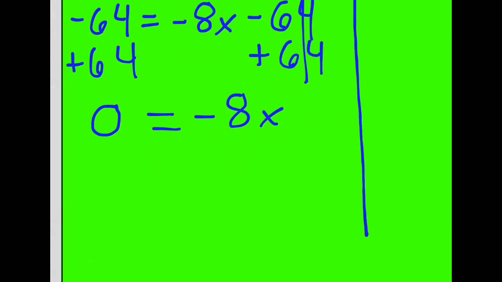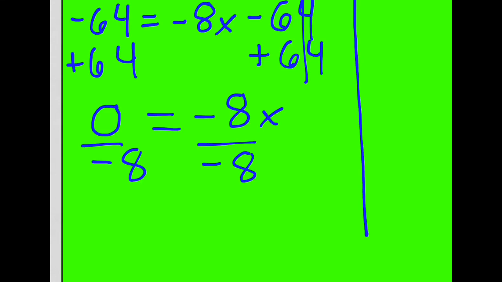And then 0 equals negative 8 multiplied by x. Well, you can divide both sides by negative 8. 0 divided by negative 8 is 0. And negative 8 divided by negative 8 gives me my x. So x is equal to 0.